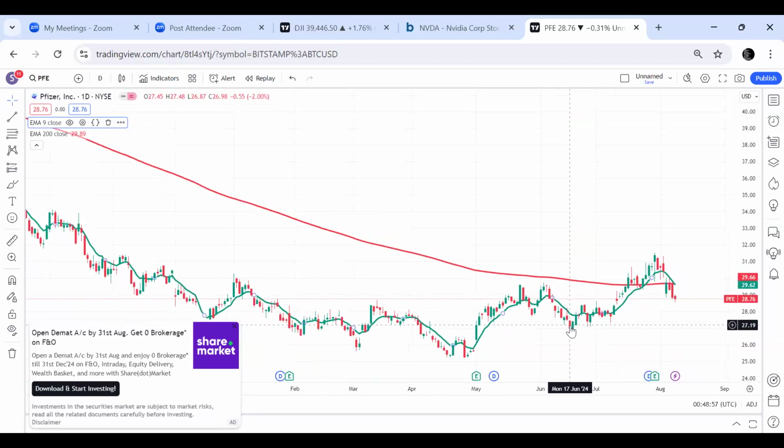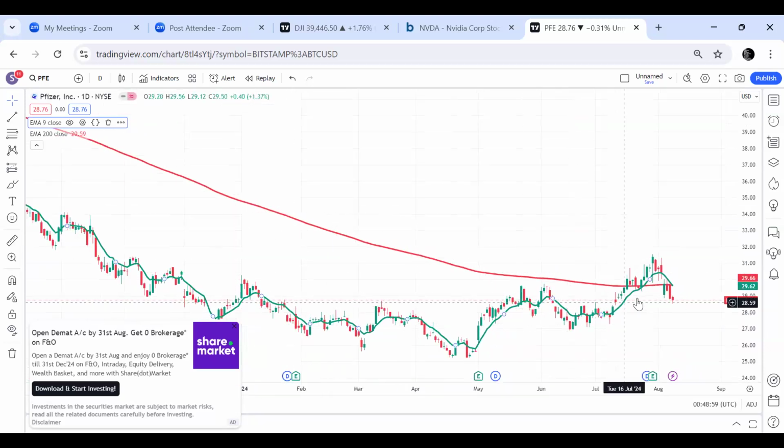Here the golden crossover may not work because the 9 EMA is very low and the 200 EMA is very high. And again, as you can see here, I got the buy signal according to the golden crossover strategy I had told you about. Here I got the buy signal, but still it had not risen further.